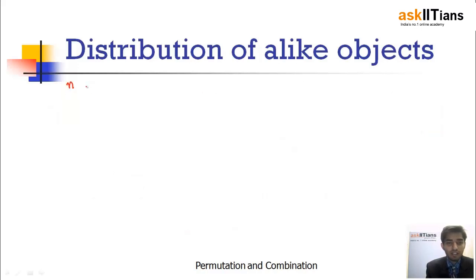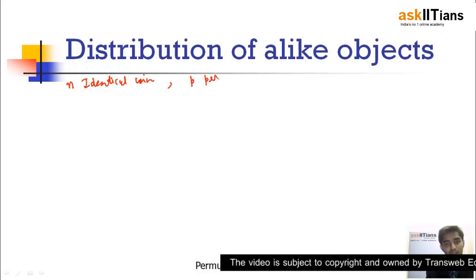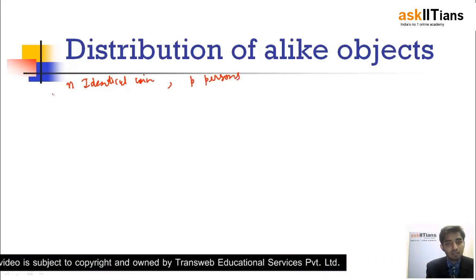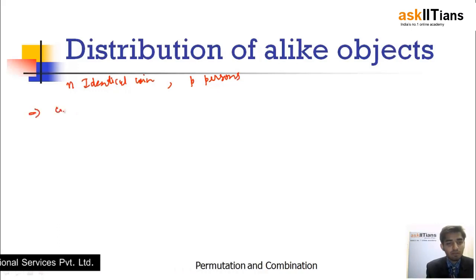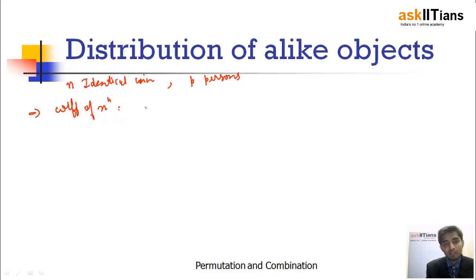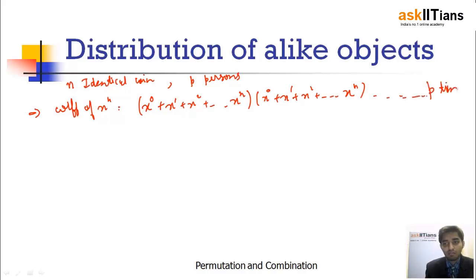Now suppose there are n identical coins, and I want to distribute these n identical coins among p persons. Then the total number of ways of doing so will be given by the coefficient of x to the power n in the expansion where each person can receive either 0 coin or 1 coin or 2 coins up to n coins. Again person 2 can receive 0 coin or 1 coin or 2 coins up to n coins, and similarly this will be repeated for all the persons. So this will be repeated p times.